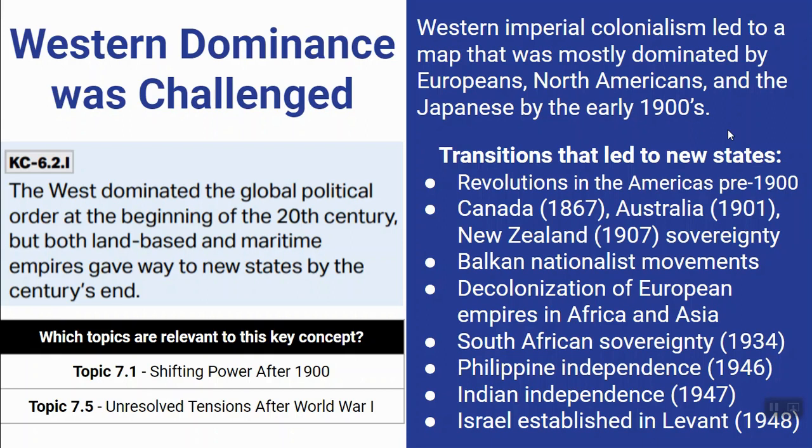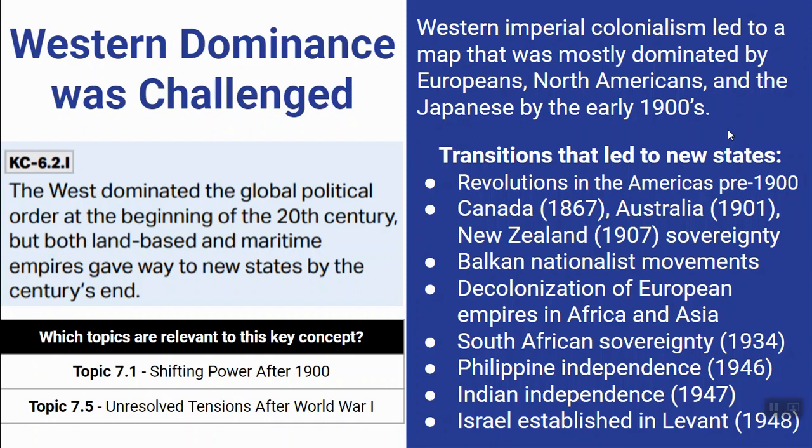Decolonization of European empires in Africa and Asia has been discussed a little bit, but it will be a topic of discussion as we move forward as well. Philippine independence was realized in 1946. That's independence from United States rule, of course. Indian independence happened a year later with their independence from British rule.